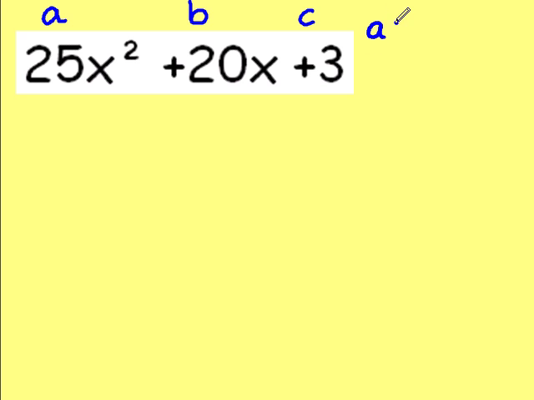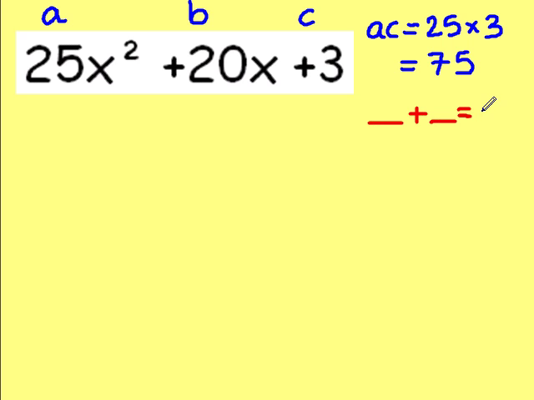The AC number on this occasion is 25 multiplied by 3, which in this case is 75. So the factors I'm looking for need to add to give me the middle number B, which is 20, and multiply to give me my AC number, 75. Now the only pair of numbers that will do that are 15 and 5.